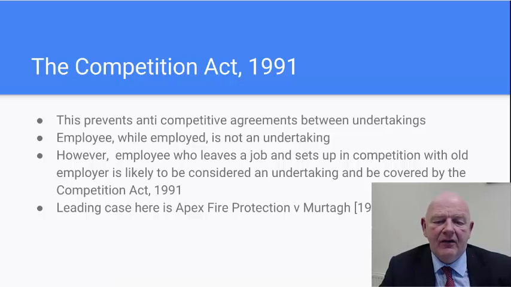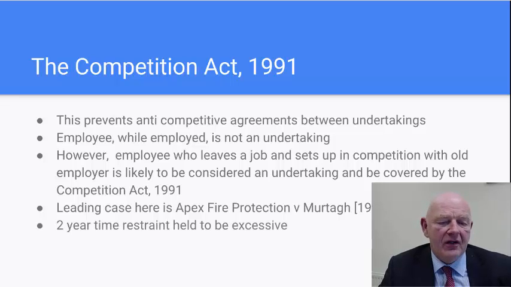The leading case here is Apex Fire Protection versus Murta. It's a 1993 case. It's to do, I think, with fire extinguishers and the supply of fire extinguishers and fire protection equipment and so on. The 2-year time restraint in this particular case was held to be excessive. 1 year you might get away with, but a 2-year restraint definitely was excessive.